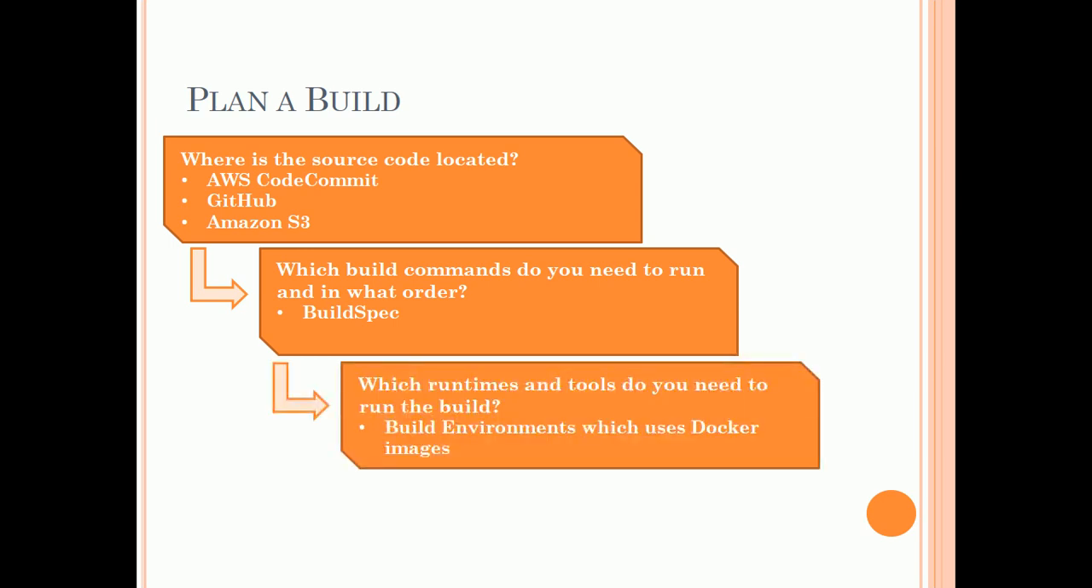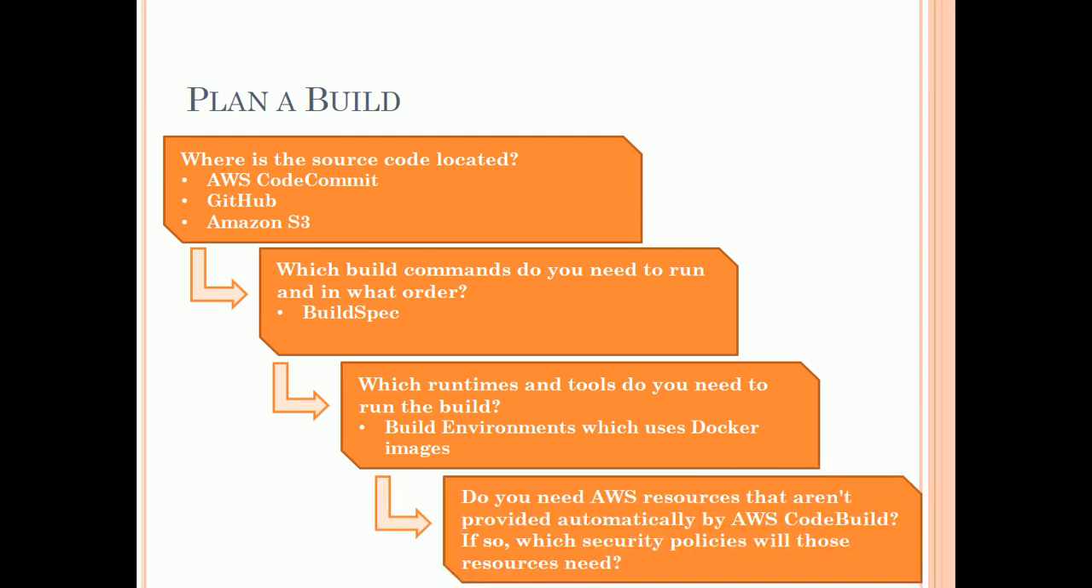The next question is, which runtimes and tools do you need to run the build? This depends on which language we are preparing our code, Java, Node.js, Ruby or Python. According to that, we need to select Docker images provided by Amazon. Code Build runs the build in build environment. Build environment uses those Docker images which we have selected. And the fourth and the last question is, do you need AWS resources that are not provided automatically by AWS Code Build? And if so, which security policies will those resources need?